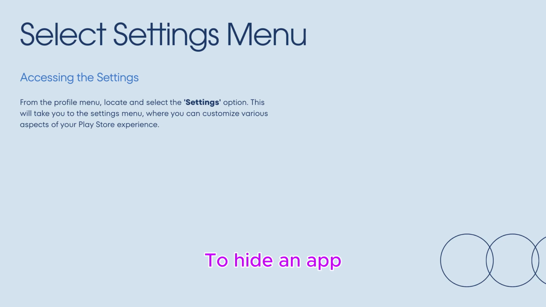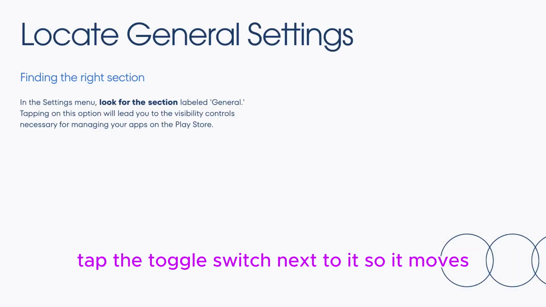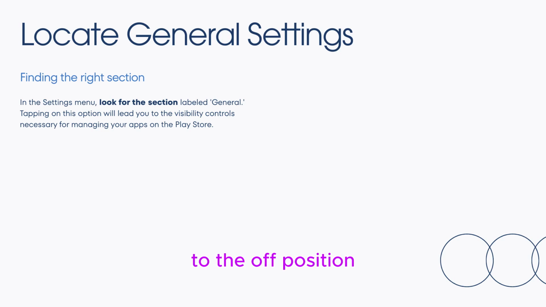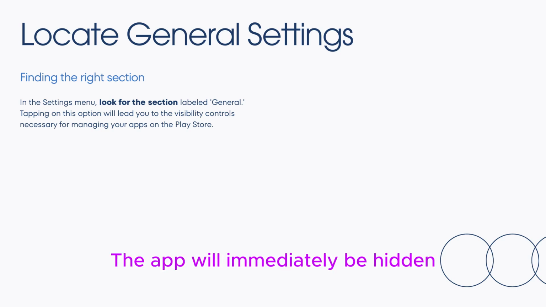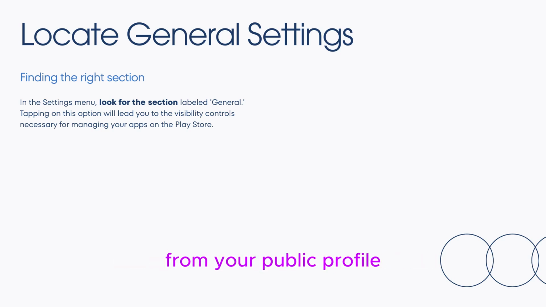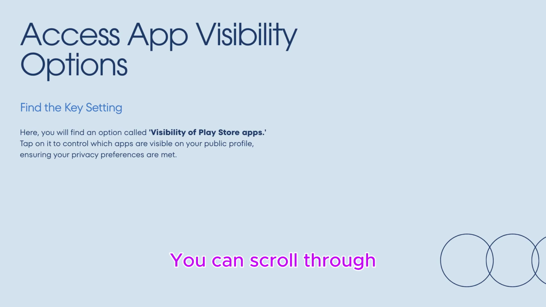To hide an app, simply find it in the list and tap the toggle switch next to it so it moves to the off position. The app will immediately be hidden from your public profile. You can scroll through and hide as many individual apps as you like.